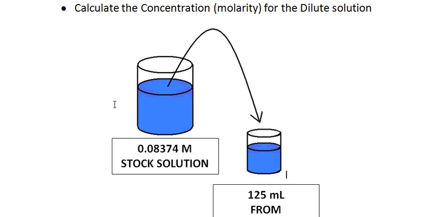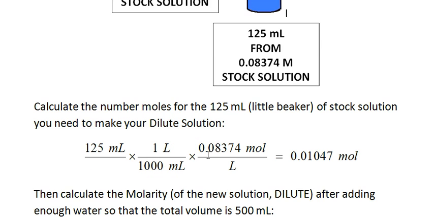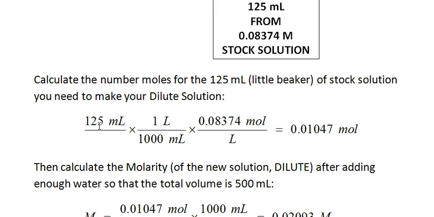So here's what we're going to do. We just made our stock solution, so we're going to take 125 milliliters of that stock and put it in a little beaker. We're going to measure out the volume. In this case, the concentrations are the same, but we know what the volume is, but we don't know how many moles we actually have within the little beaker. We know that we have 125 milliliters. We know what the concentration is from our stock. So what we need to do next is calculate the number of moles that are in that 125 milliliters from the stock solution.